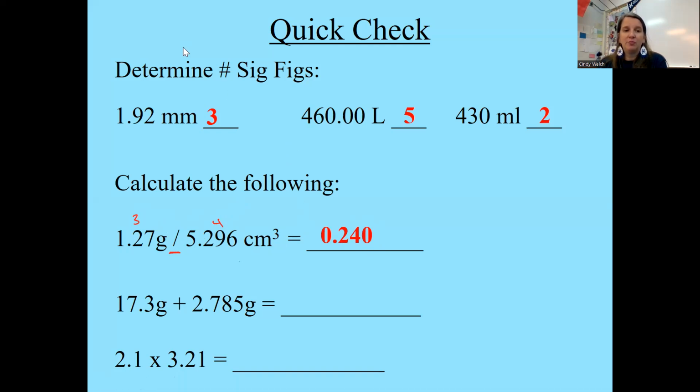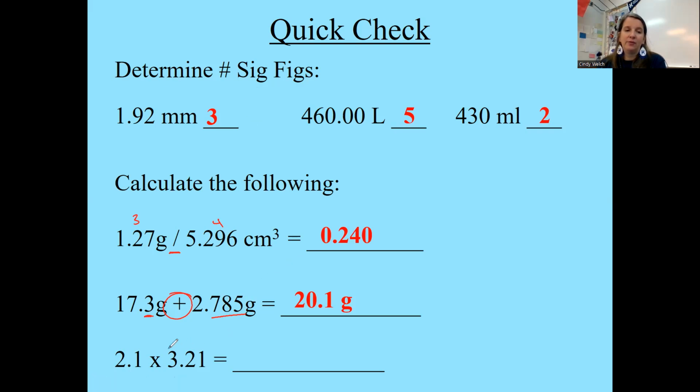Next, we have 17.3 plus 2.785. So we are adding this time. So we're looking at the numbers after the decimal point. This one only has 1 number after the decimal. This one has 3 numbers after the decimal. So we want to have just 1 number after the decimal point in our answer. And so we would record our answer as 20.1 grams.